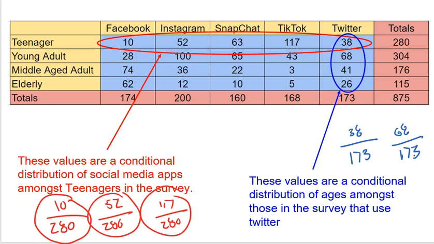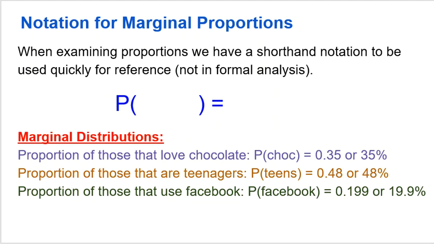So again, conditional, you've got to be really careful. You could go vertically or horizontally, and then you can say, okay, who am I looking at? What group am I conditioned to? Am I only conditioned to the teenagers in that teenage row? Am I only conditioned to the Twitter lovers in that Twitter column? You get the idea. Okay, now before we talk a little bit more about analyzing this, we've got to talk about notation. We do have a mathematical notation when we talk about these marginal and conditional proportions. And I want to introduce this notation to you because we're going to use it a lot this year.